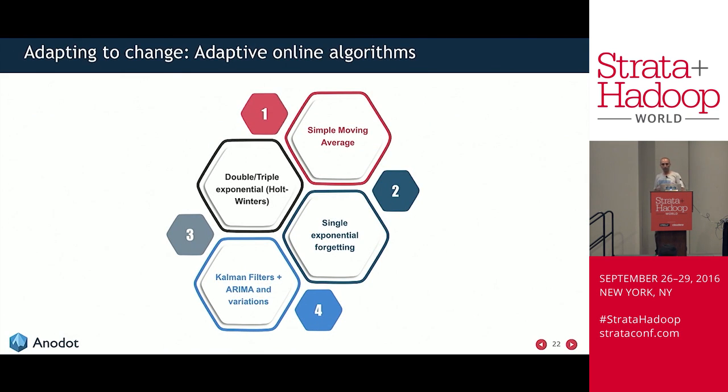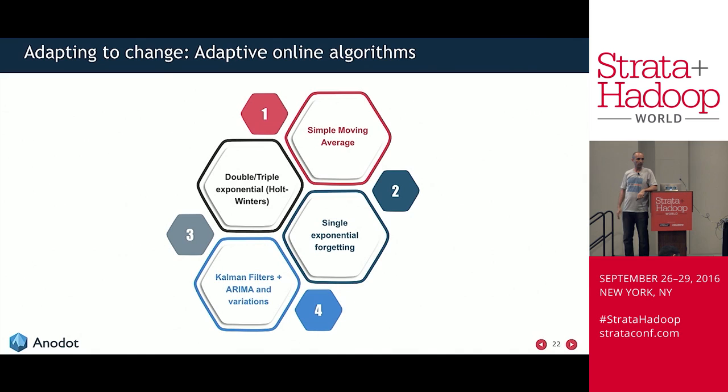So skipping to the next challenge, which is adapting to change. Here you need adaptive online algorithms. These are just a few examples in the literature of adaptive online algorithms, from the simple moving average, which is probably the simplest one that you can think of. Just take a window and move it, compute the average at every point in time, compute the variance at every window, and then take the average plus or minus 3 standard deviations from that average. The length of the window is what determines how fast you learn.